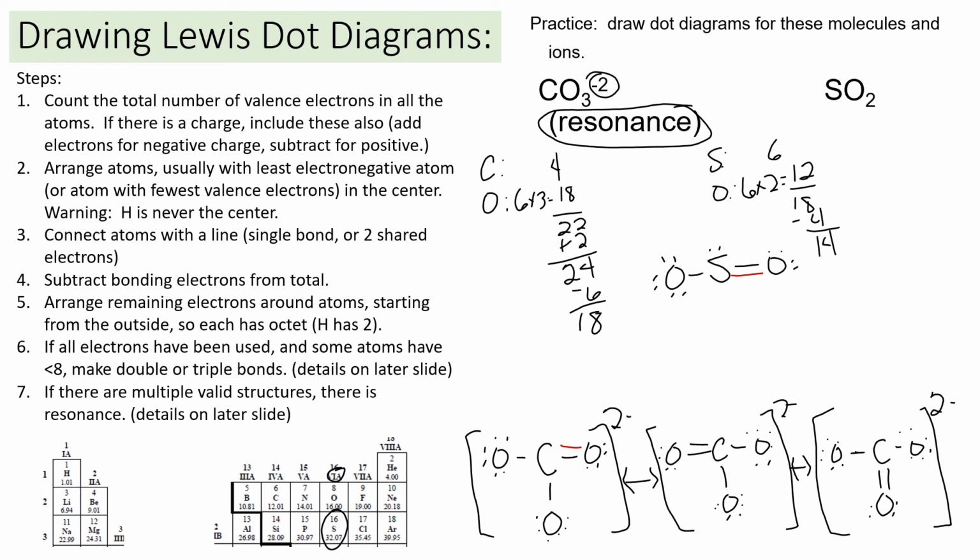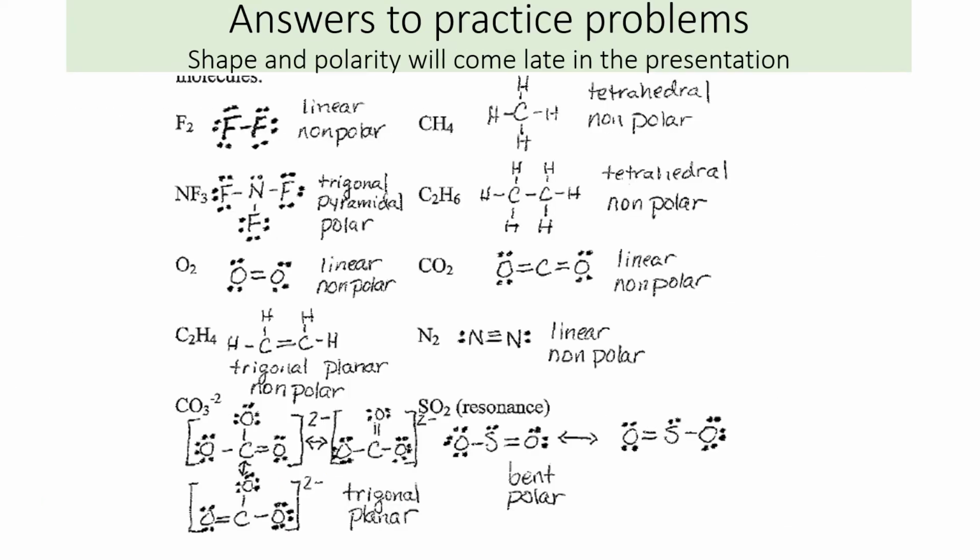And you might recognize that this one also has resonance. So I could have drawn it with the double bond on the other oxygen. And so these are the 2 resonance structures for SO2. So both of those molecules have resonance. Here's all of these worked out maybe a little bit more neatly if you couldn't read any of that writing on the previous slides. This one also shows shape and polarity that we're going to get to a little later.